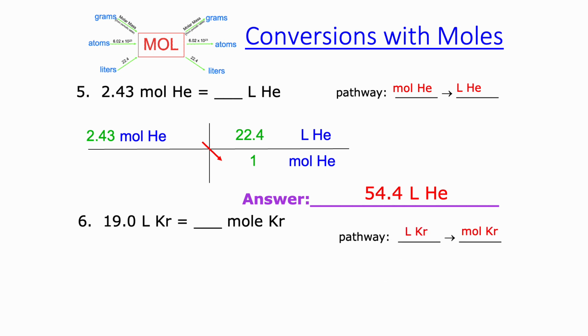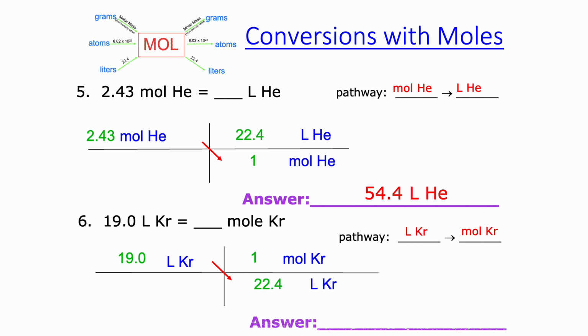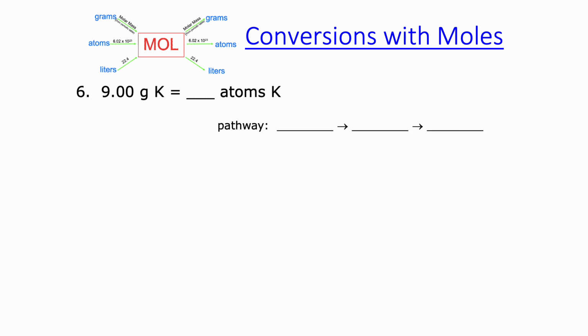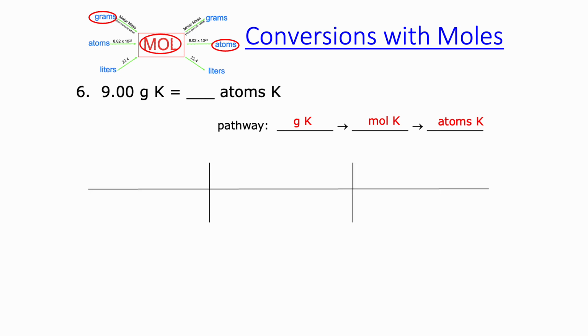This one's liters to moles. Liters across the top, then moles. Liters on the bottom. 3 sig figs. Okay, this one's a little bit more complicated. So this one, we're going all the way across the mole map. Grams to moles to atoms. We're going to start with grams. Then we go to moles. Then we go to atoms. So we need 2 lines down this time.